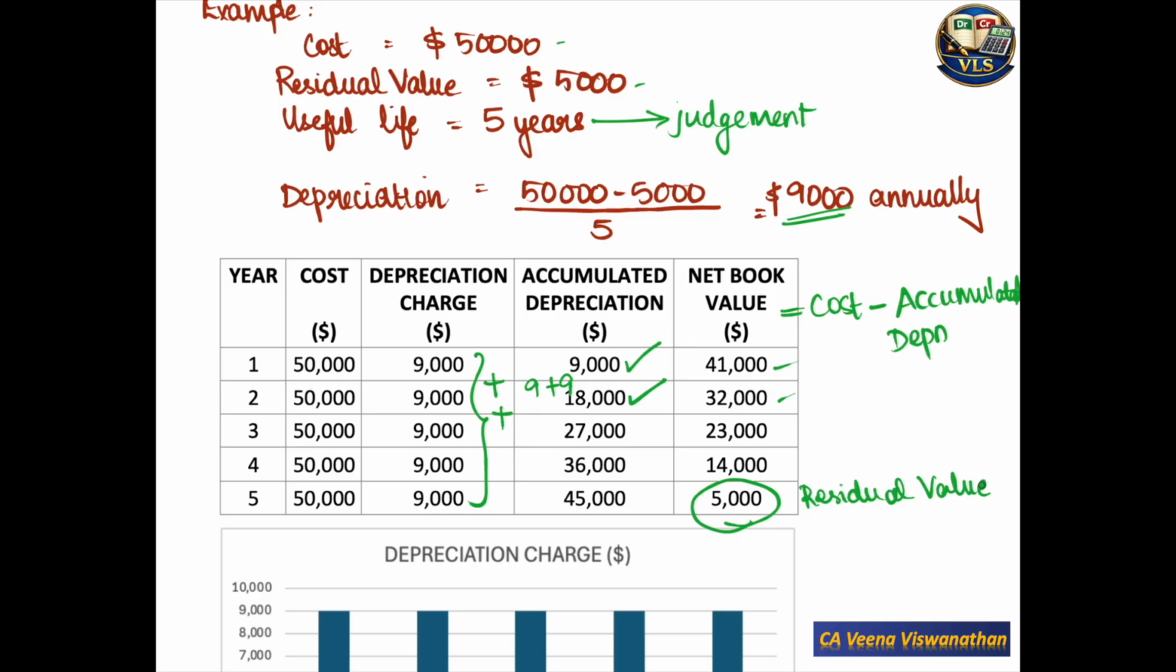Now, if there is any change in the residual value, for example, after 5 years the machine has become obsolete and the residual value becomes 0, then I will have to write off this 5,000 as well and maintain it at 0, or dispose of the asset. So residual value is also a judgment or an estimate made by the entity as to how much they will receive by selling that asset. The useful life, the residual value, the depreciation method: all these three have to be reviewed on a yearly basis by the management.